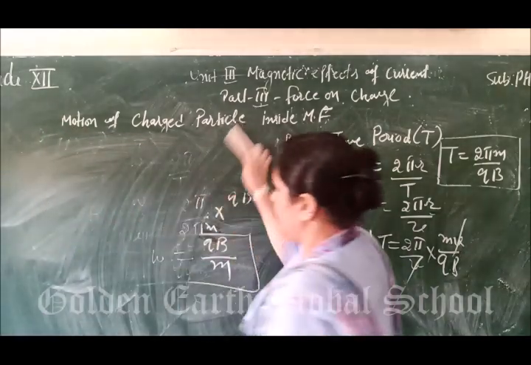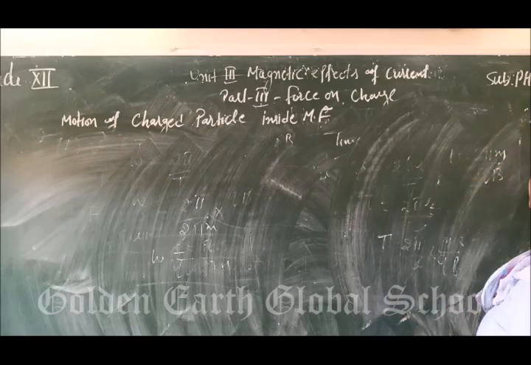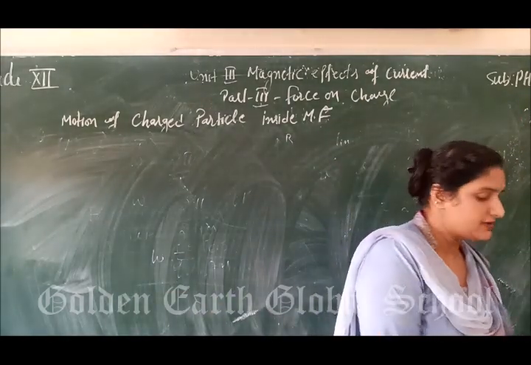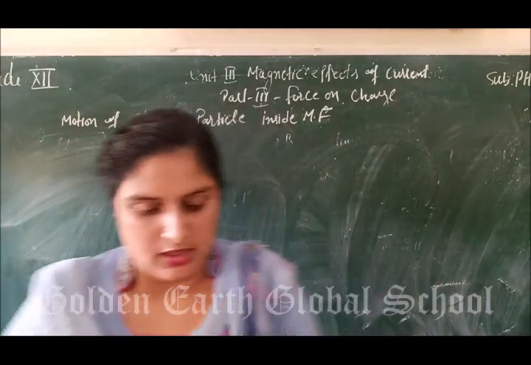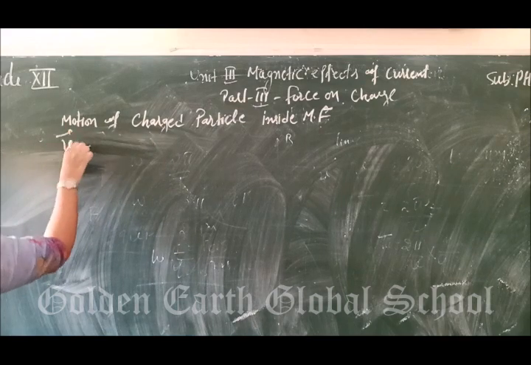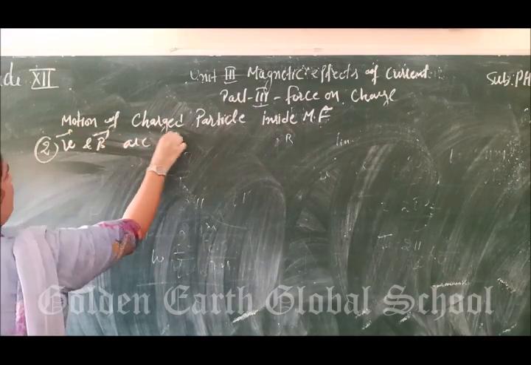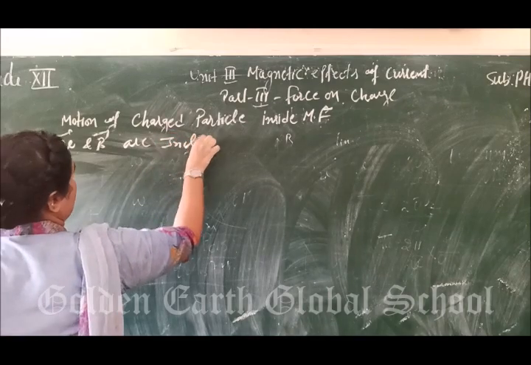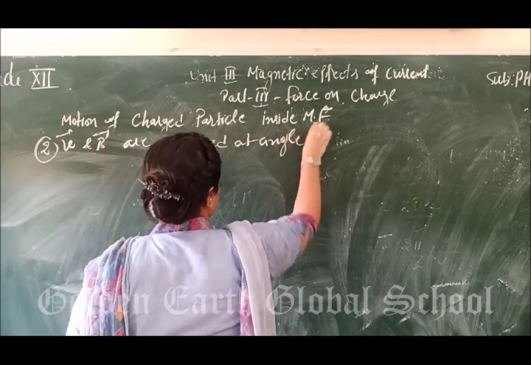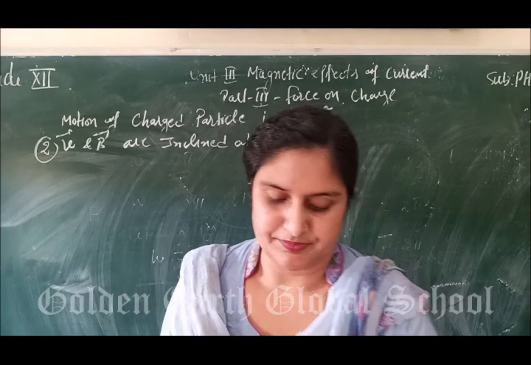Next, if the velocity V is acting at an angle theta with respect to the magnetic field. The last case is when V and B are inclined at angle theta.